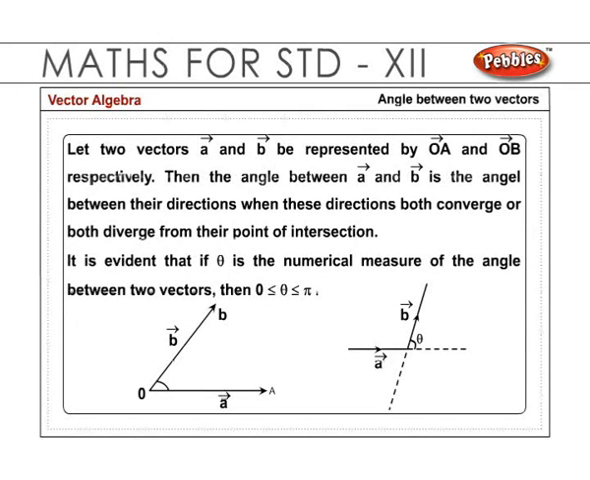Angle between two vectors. Let two vectors A and B be represented by OA and OB respectively. Then the angle between A and B is the angle between their directions when these directions both converge or both diverge from their point of intersection. It is evident that if theta is the numerical measure of the angle between two vectors, then 0 ≤ theta ≤ pi.